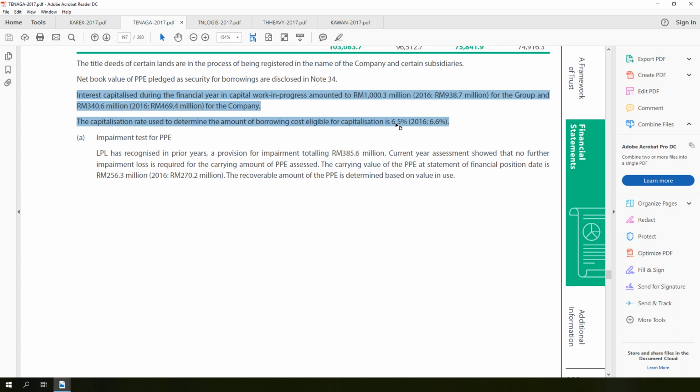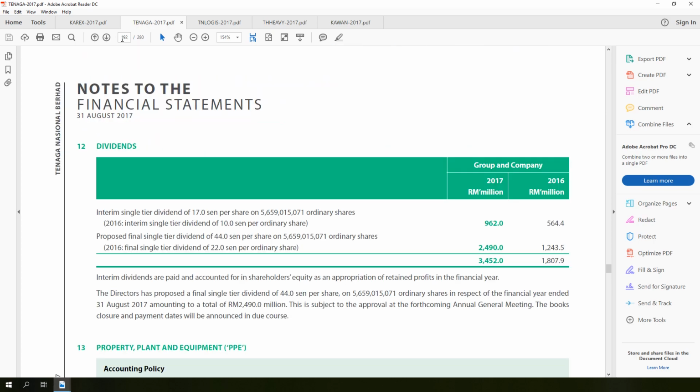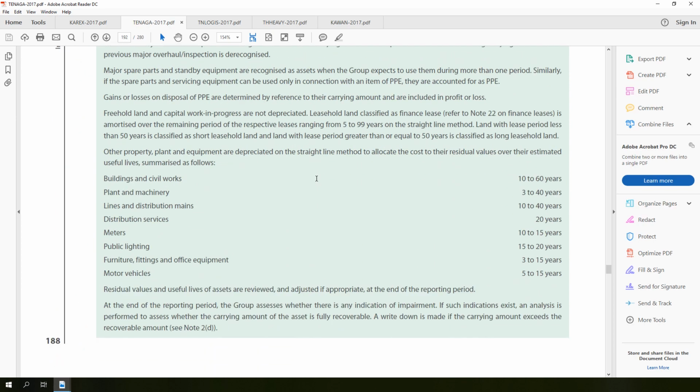The capitalized interest will be depreciated based on the useful life of the asset. The useful life of the asset can be from 10 years to 60 years.